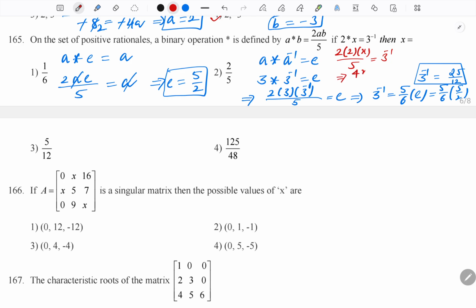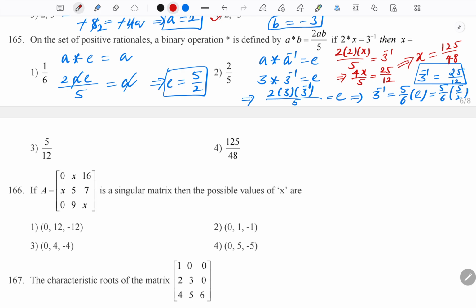4x by 5 equal to, what is 3 inverse? 25, oh it's 25, right? 25 by 12. From this one, what is the value of x, students? Okay, I will write here. Then x will become, to cross multiply, 5 5s are 25, 12 4s are 48. Then it becomes 125 by 48 is my answer.